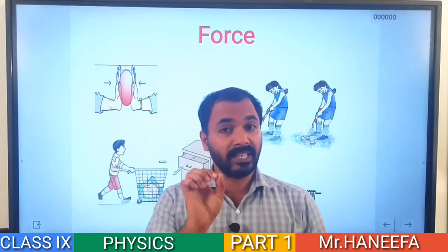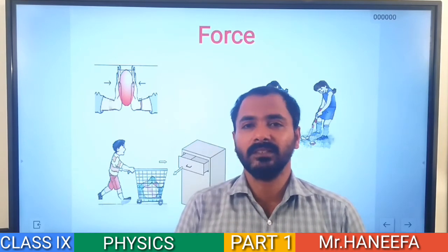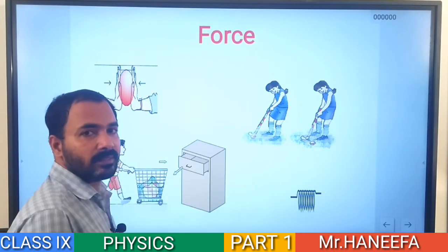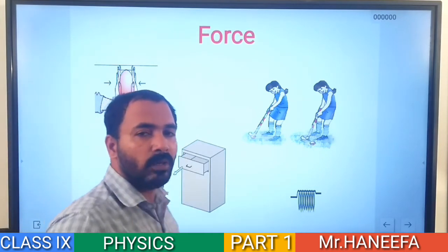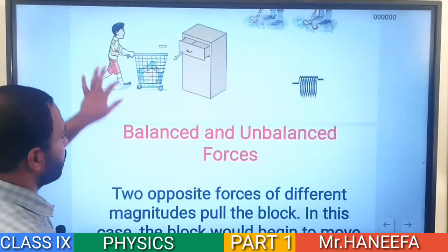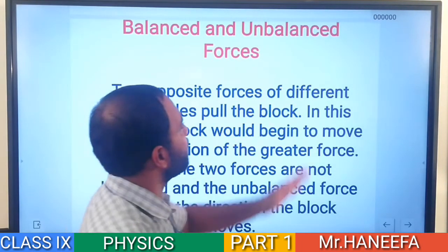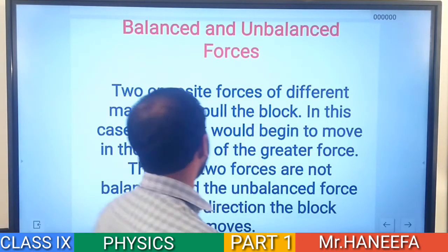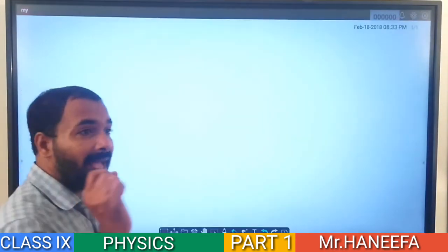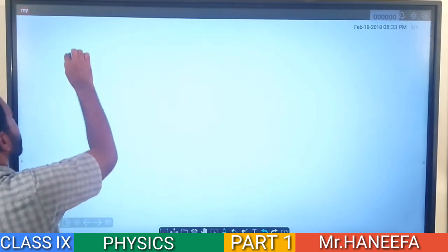So we can define a force as a push or pull on an object is called force. These all are the example for a force. A push or pull on an object is called a force. Then, there are mainly two types of forces, balanced and unbalanced forces. What is the balanced force?